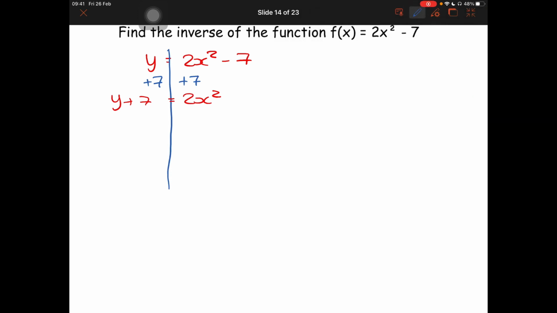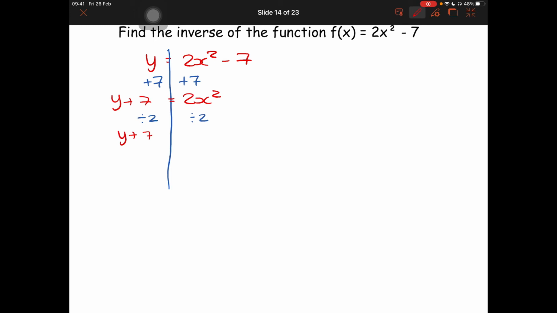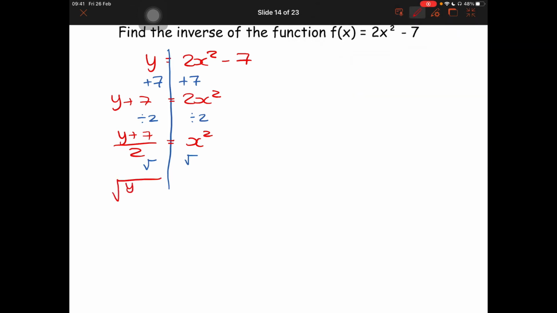So now, because the squared is only acting on the x, I need to get rid of the 2 first. So it means I've got 2 lots of x squared. So the inverse is going to be to divide by 2. So I'm going to end up with y plus 7 divided by 2 equals x squared. Finally, the opposite of squaring, the inverse of squaring, is to square root both sides. So we're just going to leave this in a big square root. We'll have y plus 7 over 2 all square rooted equals x.